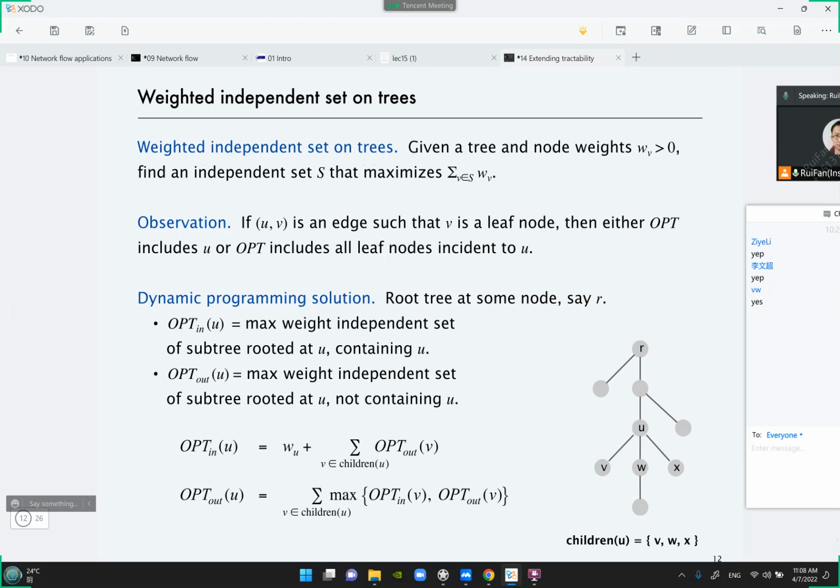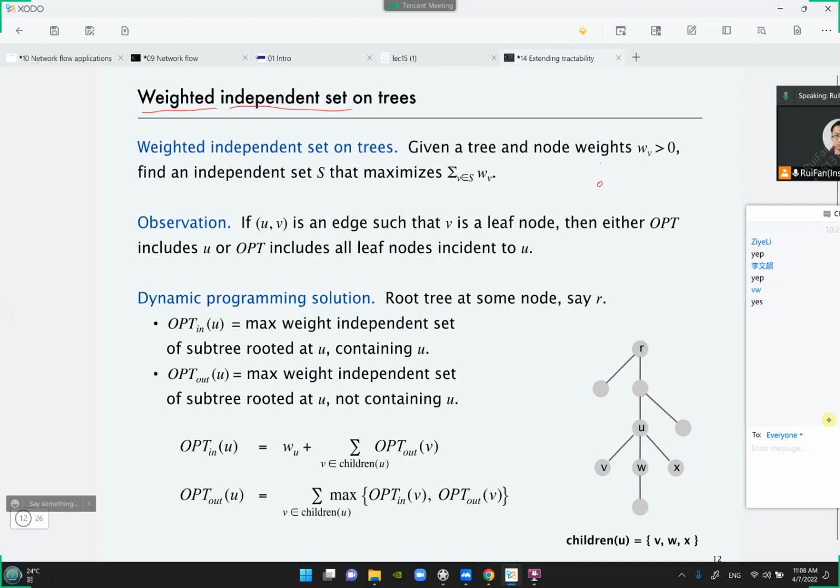Okay, so that is the maximum independent set in trees. And now we're going to generalize this problem slightly. Now we're going to consider a still independent set, but we're going to look for weighted independent sets. Okay, so what I mean by this is that suppose you have a graph.